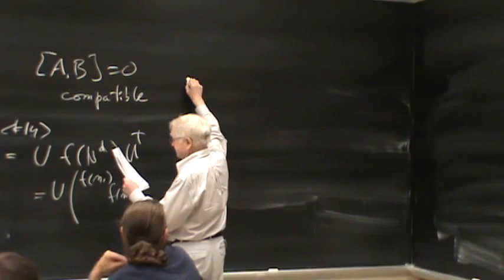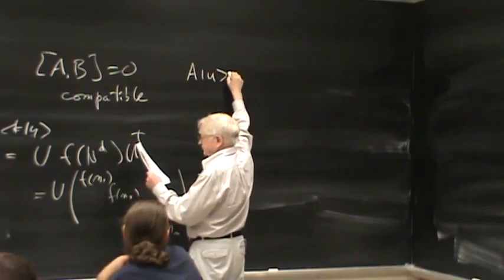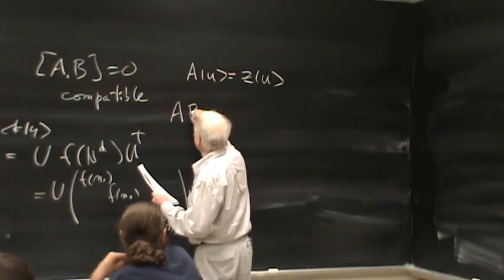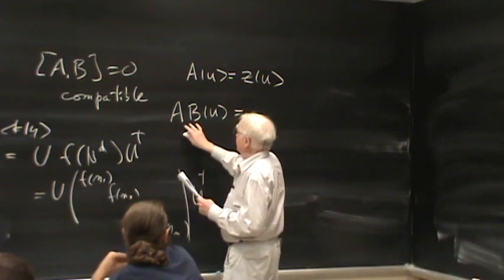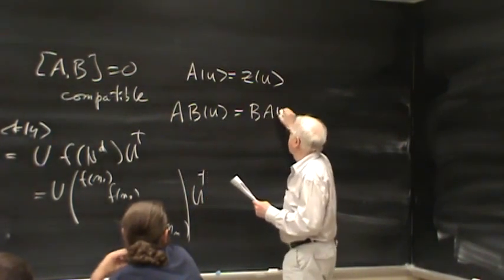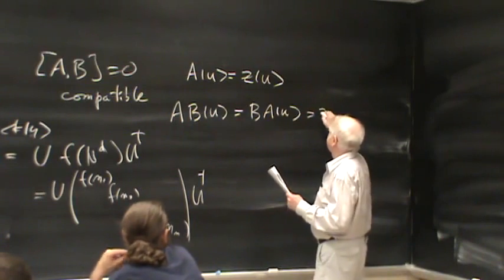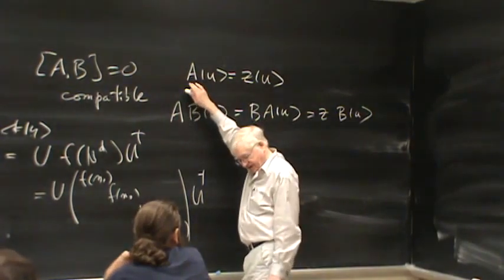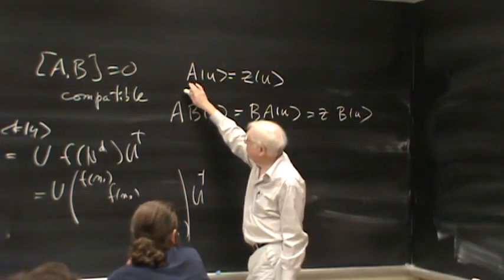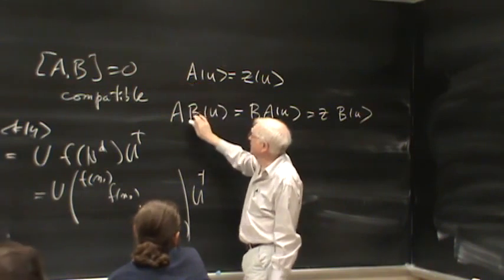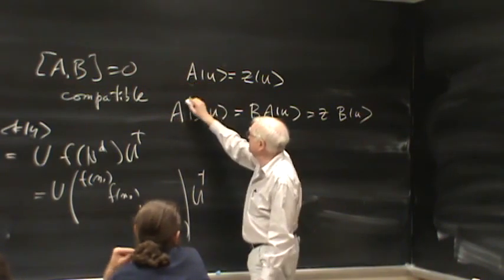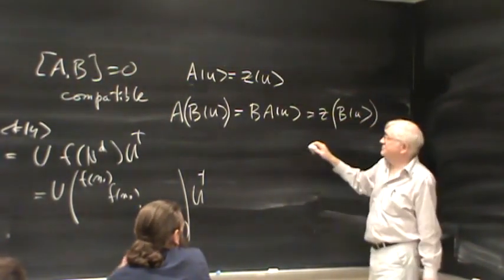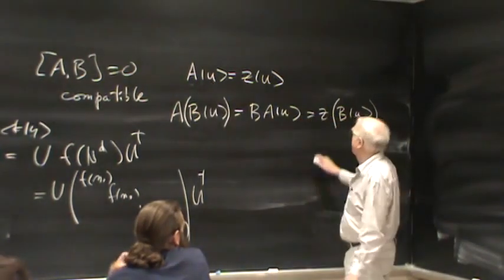And if, let us say, A on |u> is equal to z|u>, then A on B|u>, since they commute, is B on A|u>. This is z, B on |u>. So this says that if |u> is an eigenvector of a normal operator A, and B commutes with A, then B|u> is an eigenvector of the same operator A with the same eigenvalue.